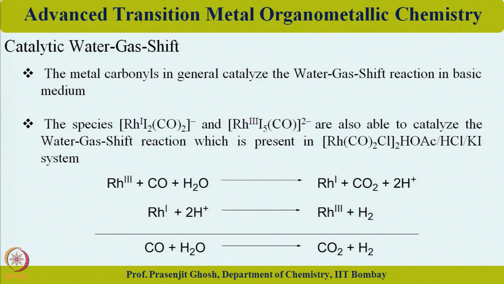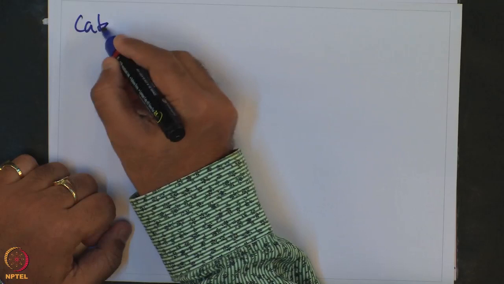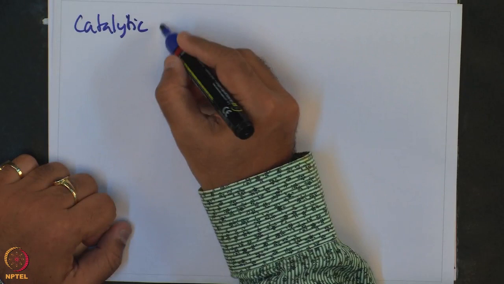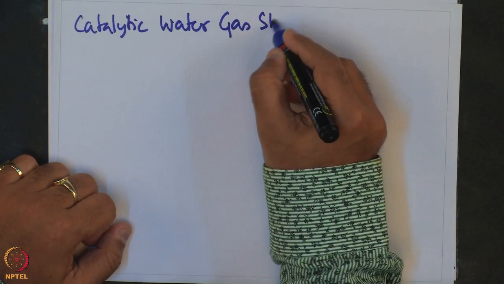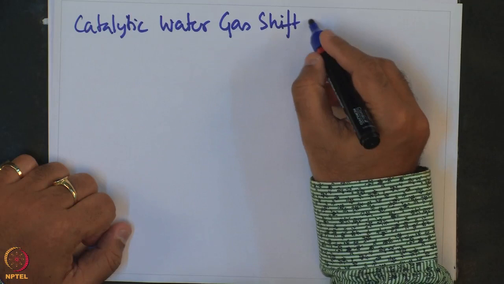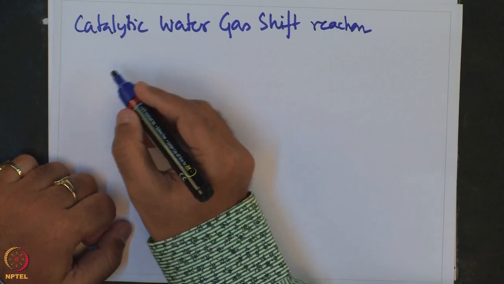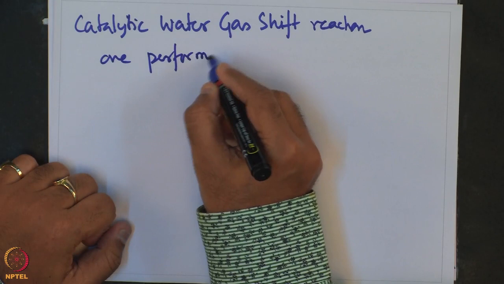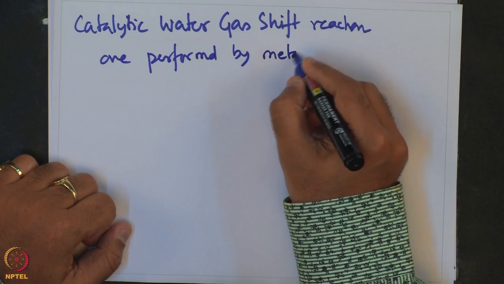So, metal carbonyls in general catalyze homogeneous reactions in basic medium. One can see the reason for the medium to be basic, because one has to deprotonate water and generate this OH nucleophile. So, catalytic water gas shift reactions are performed by metal carbonyls in basic medium.